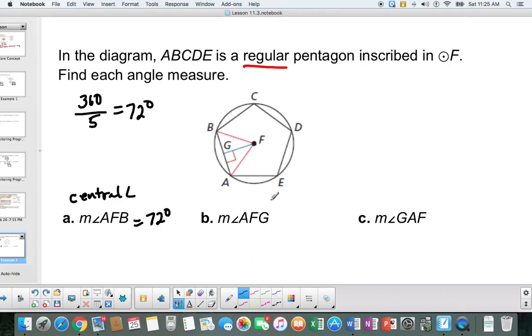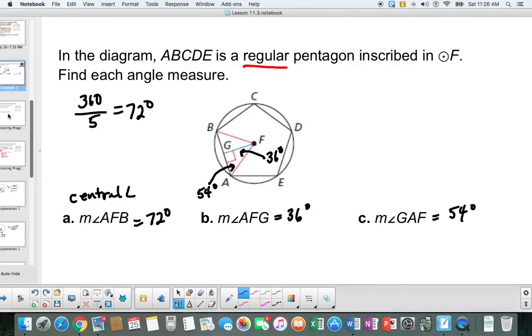All right, now they would like me to find angle AFG. That's this angle right here. Remember, this whole angle is 72, and since this is an isosceles triangle, this angle will be 36 degrees, which is half of this number. Now they'd like me to find GAF, which is this angle, and we have a right triangle, so this will have to be the complement, which is 54 degrees. So that's how we figure out these different angles inside a regular polygon.